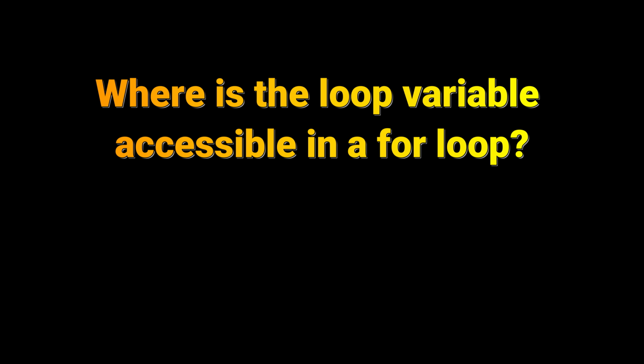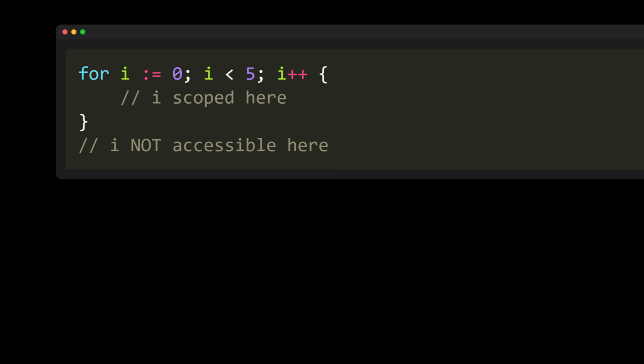Question: where is the loop variable accessible in a for loop? The variable you create in the init statement of a for loop is only accessible inside the loop. You cannot use it outside of the loop.